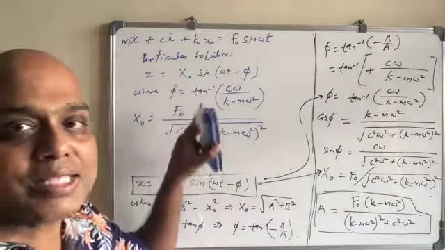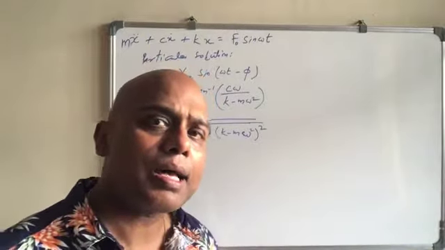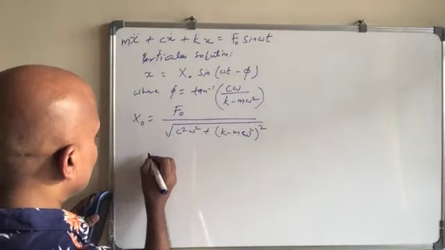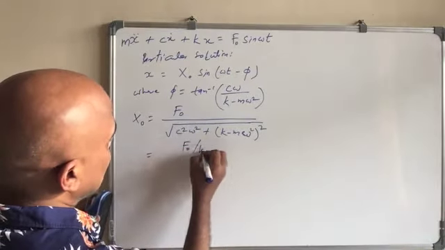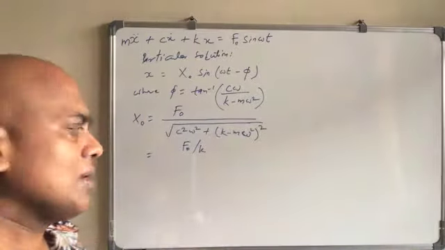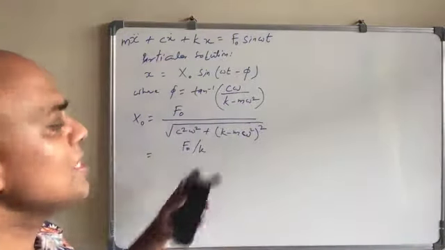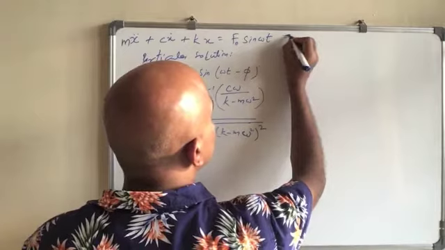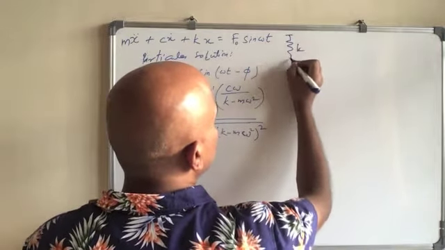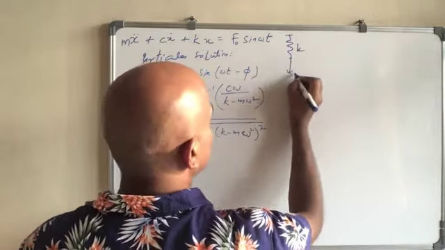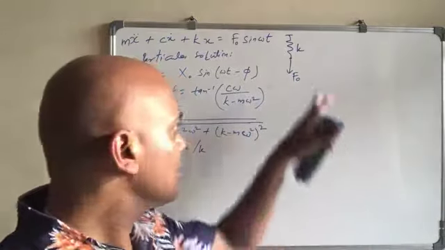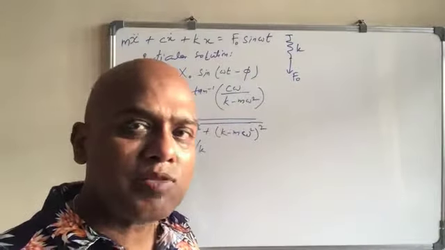Okay, so we will analyze it further. Let us simplify it further. We write X naught equal to F naught over k. Why F naught over k? F naught over k is the displacement when a force F naught is applied to a spring of stiffness k. There will be a displacement equal to F naught over k, and that will be the mean position for the sinusoidal force.